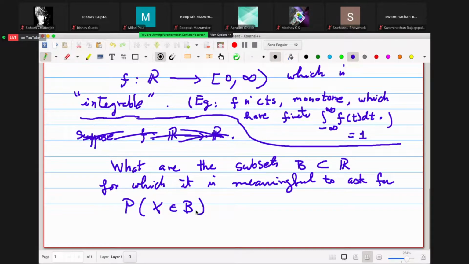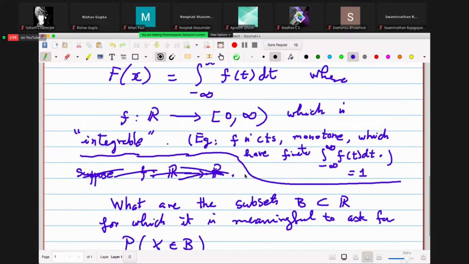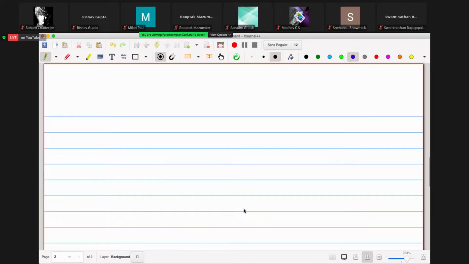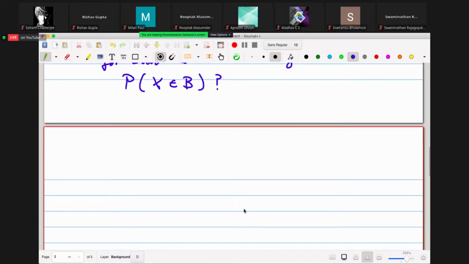See, if X was discrete, then this issue doesn't arise at all. We understand it completely. But when X is not discrete, and in fact it's given by this, then what can we say? What are the sets for which this makes sense? I want to explain that. This is a very important notion. First of all, let us start off with the following thing.